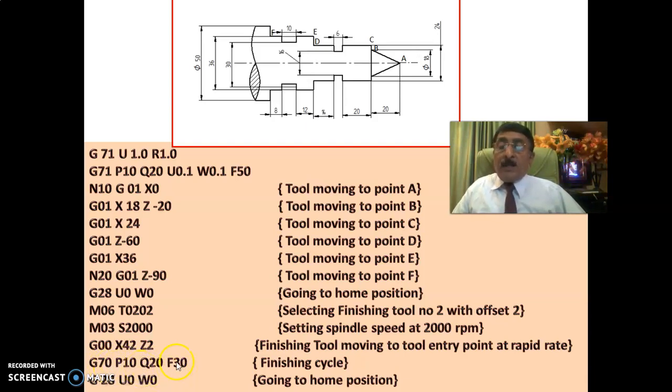Since you have left 0.1 on X and 0.1 on Z, whatever allowance is left, as I said, 24.2, it will cut with a depth of 0.1 automatically, starting right from here, so that it exactly matches the given design. That is, 24.2 will become 24, and 19.9 will become 20. In that way it will be finished. Now that finishing tool will go to the home position, G28 U0 W0.